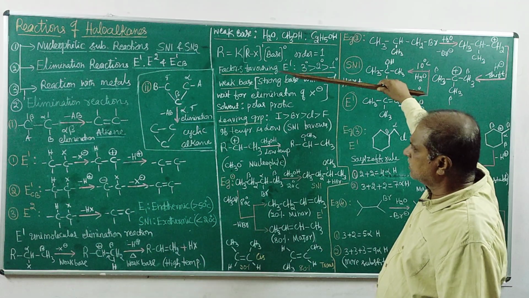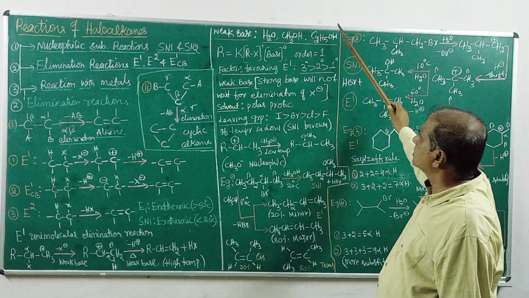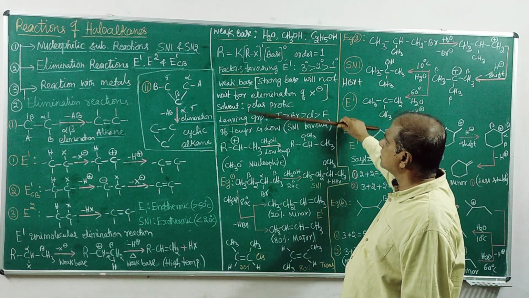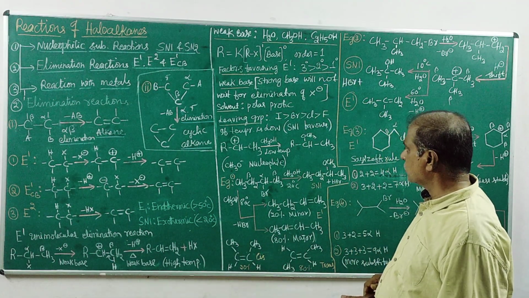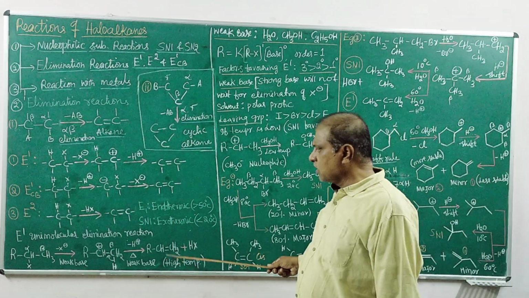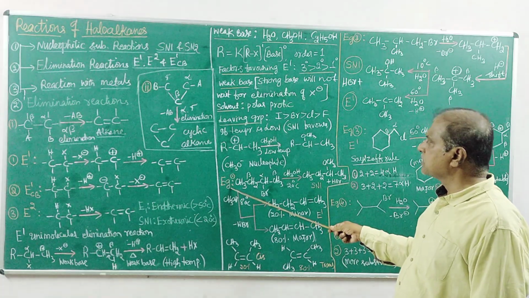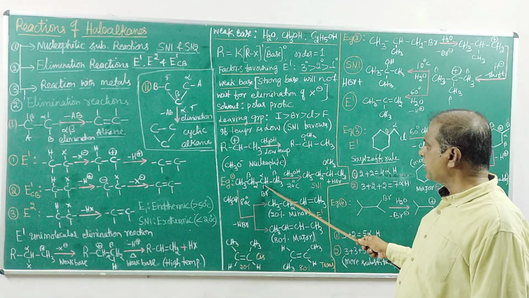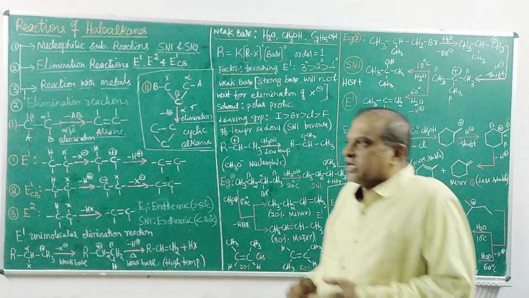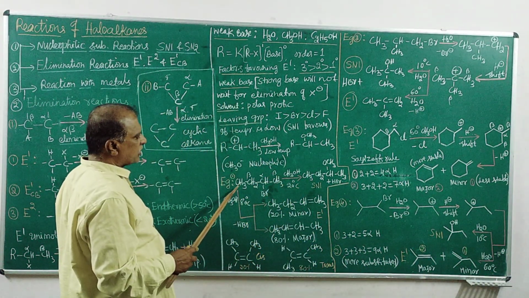So the weak bases, water and this, favor these reactions. That is, the factors favoring this are similar to the SN1 mechanism. Now with this idea of the mechanism, let us see examples of the E1 mechanism and SN1 mechanism. There is always a competition between E1 and SN1 mechanism. Let us see different examples.